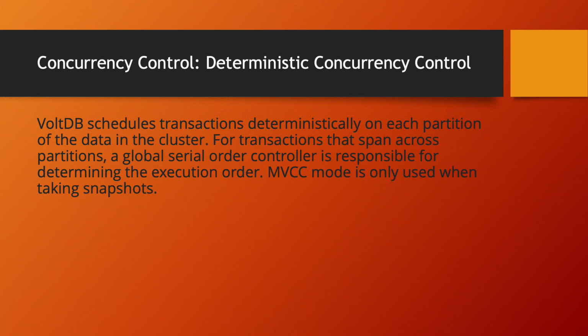VoltDB uses deterministic concurrency control. VoltDB schedules transactions deterministically on each partition of the data in the cluster. For transactions that span across partitions, a global serial order controller is responsible for determining the execution order. MVCC mode is only used when taking snapshots.